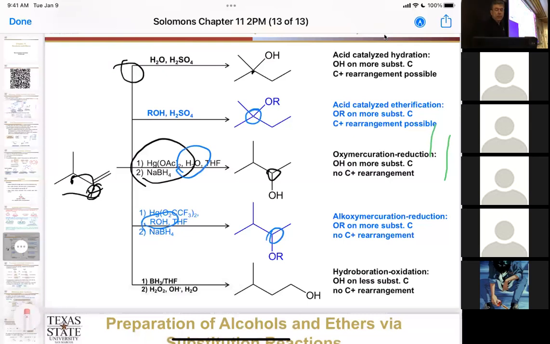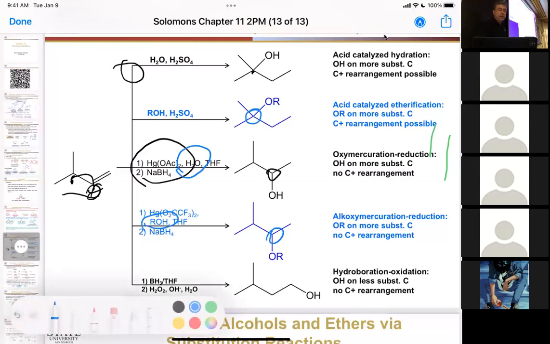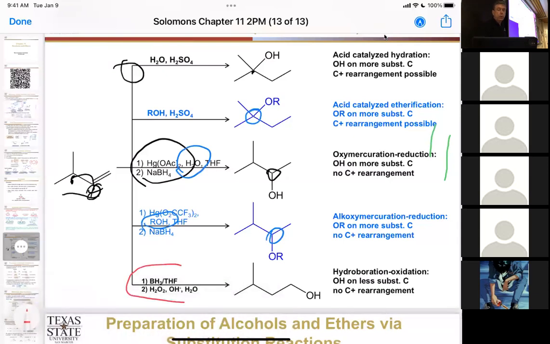And then of course, the last one, we can't actually make the ether with the hydroboration oxidation reaction because we're oxidizing the boron off with the oxidizer peroxide. If we were to put an alcohol in there, it would probably generate radicals and not work. So you typically don't make ethers from that method. But we still need a method for making a primary ether.